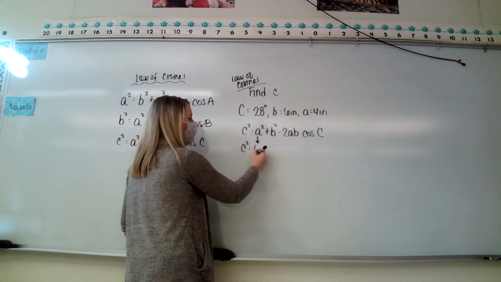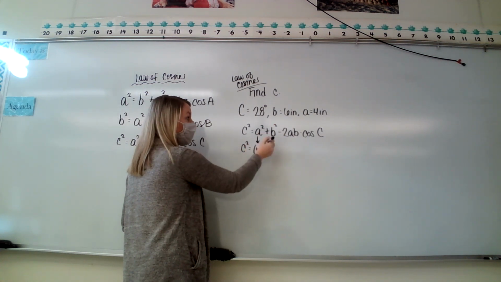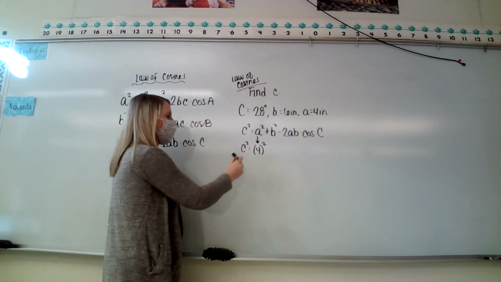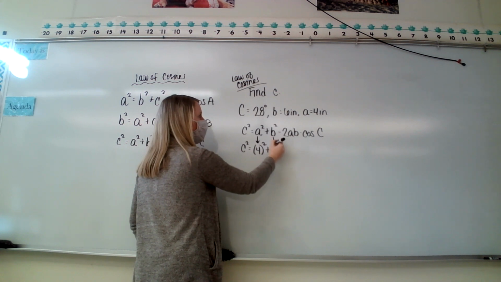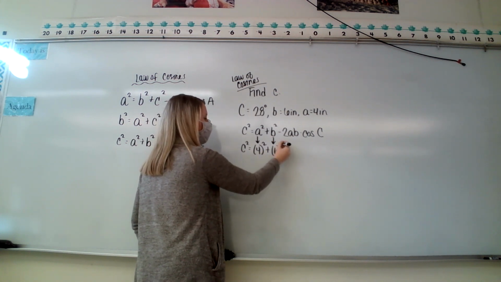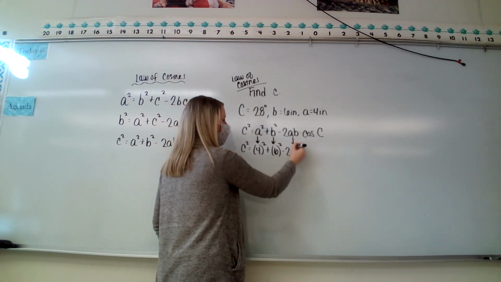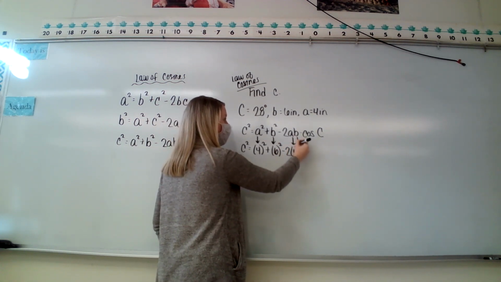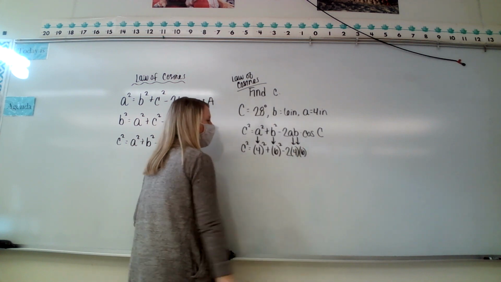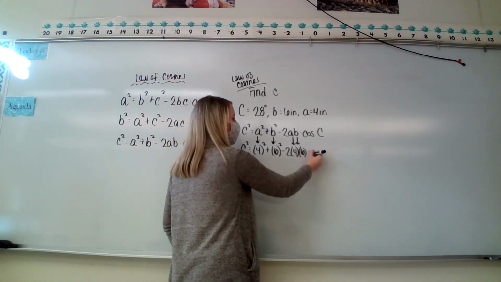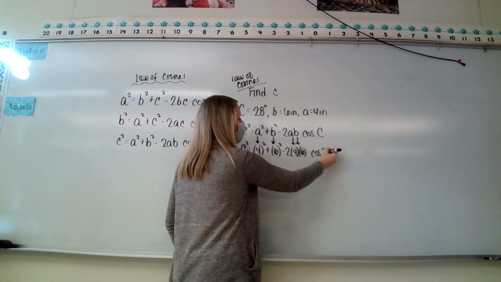So I'm just going to start to plug in. A is 4. Make sure you don't forget it's 4 squared. Just little things like that, forgetting notation, mess you up. Plus, B is 6. We're going to square that. Minus 2 times 4 times 6. It's kind of funky because you put A and B in twice, but it's fine. And then times cosine of 28 degrees.